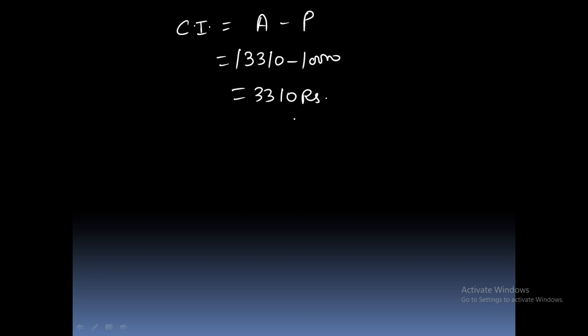It could be calculated by the simple interest method. If you want to calculate by the simple interest method, you can use that formula, but that formula is too long for calculating interest for 3 years. If time is 10 years or 15 years, it will be too long. So that's why, instead of the simple interest formula, we use the amount formula, and then we calculate the compound interest.